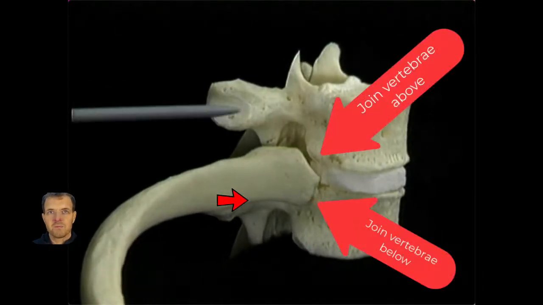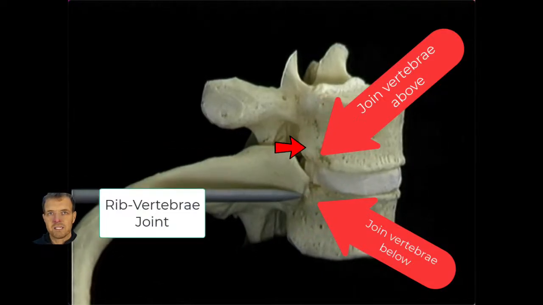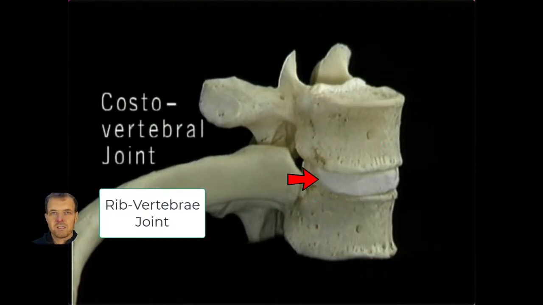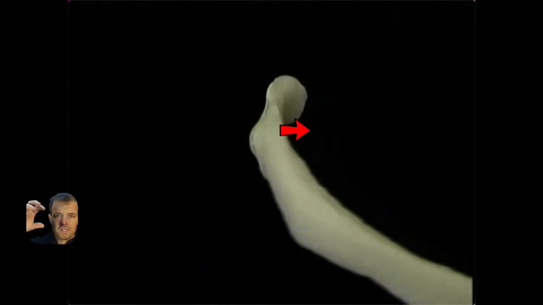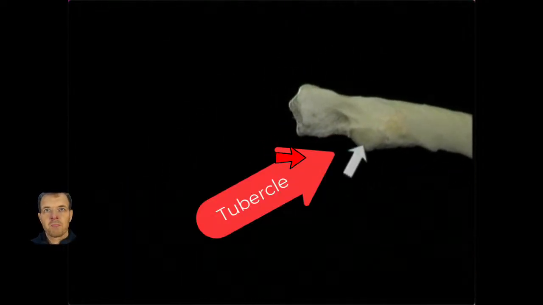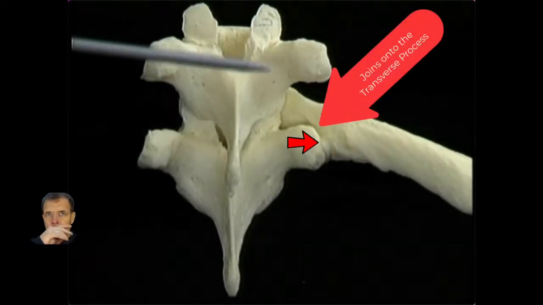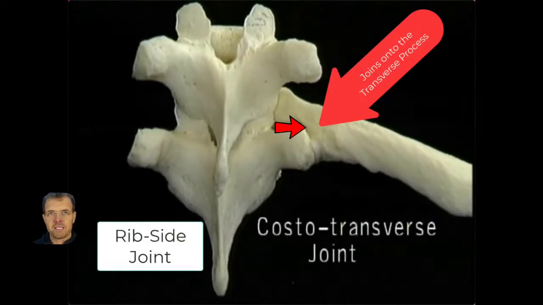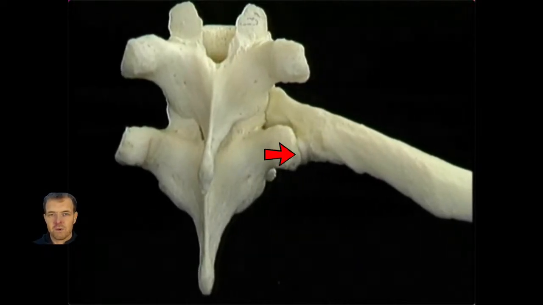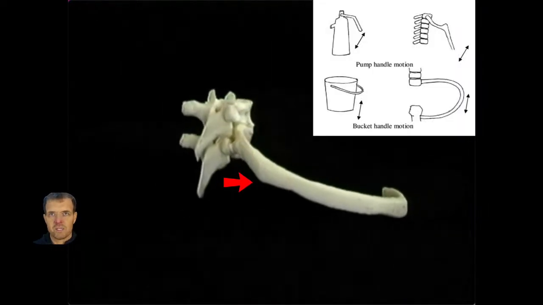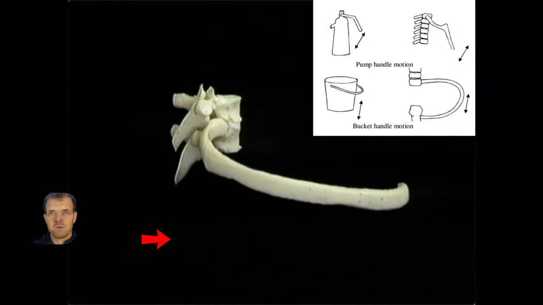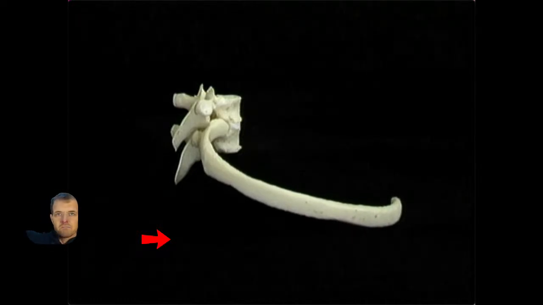There we go. Perfect. So there's the upper, there's the lower. That's your costovertebral joint, where the rib joins the vertebra. Then we've got this tubercle here. Tubercle just means a lump, and there's the tubercle perfectly fitting into the transverse process. That's your costotransverse joint. In this particular region, you get a bucket handle type movement of the rib because of the shape of the rib. It tips up and back down again.